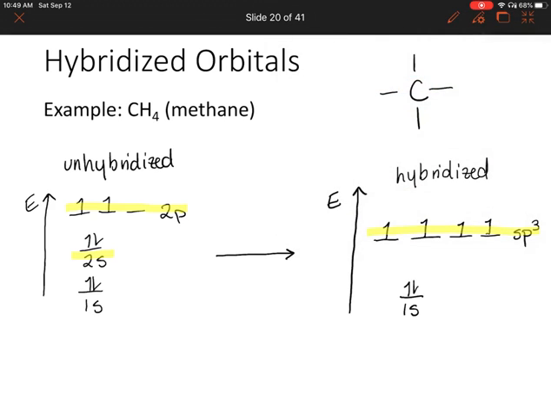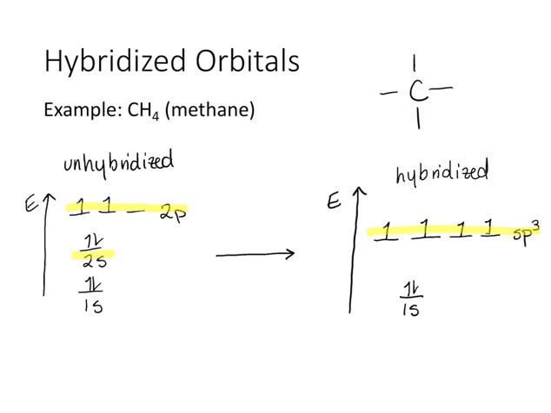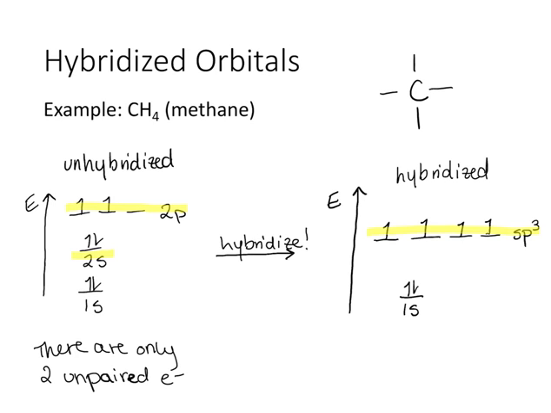So let's just make a couple of notes to really hit home what was going on. So there are only 2 unpaired electrons in our original atomic orbital diagram. And then we hybridized. It's like a magical power, hybridized. And now we have 4 unpaired electrons.